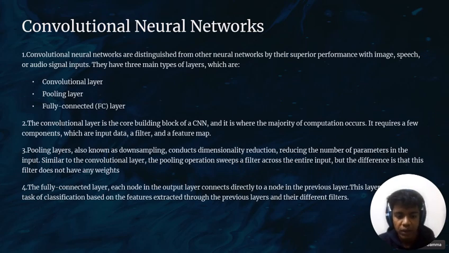Pooling layers, also known as downsampling, conduct dimensionality reduction, reducing the number of parameters in the input. Similar to the convolutional layer, it sweeps a filter across the entire input, but the difference is that this filter does not have any weights. In the fully connected layer, each node in the output layer connects directly to a node in the previous layer. This layer classifies based on the features extracted through the previous layers and the different filters.